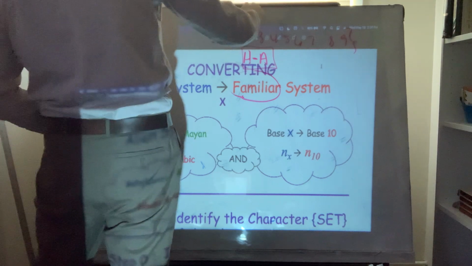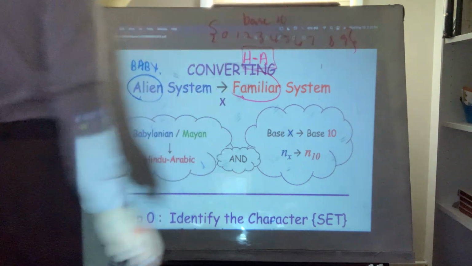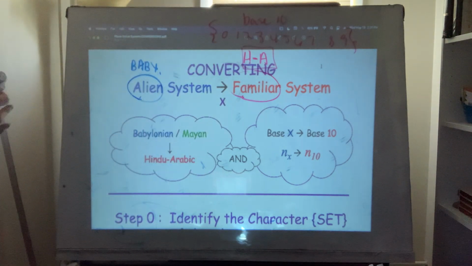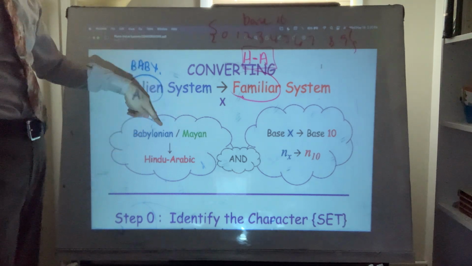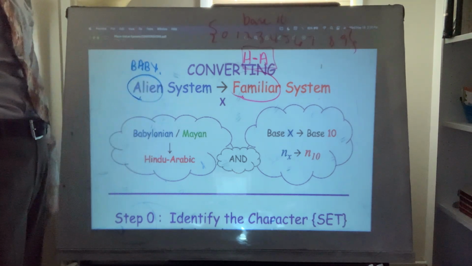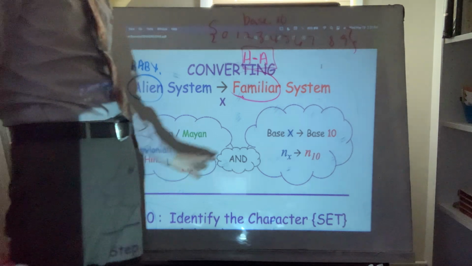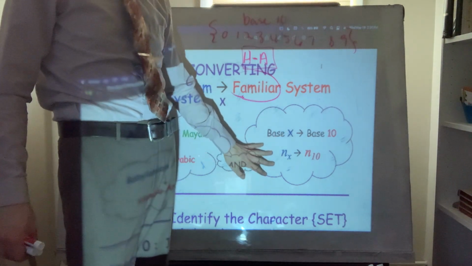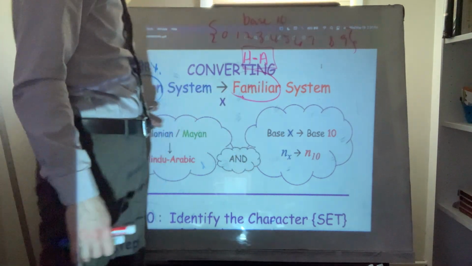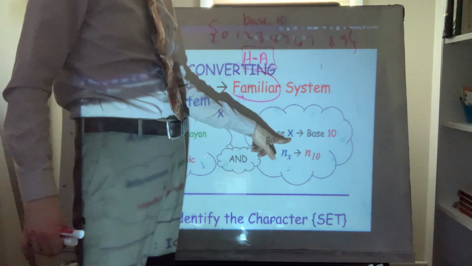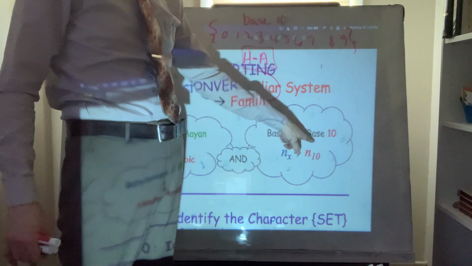Base 10. All right? So here's the idea. If you're converting from something alien to Hindu-Arabic, or when we get into section 4.3, it doesn't have to be Babylonian or Mayan. It could be anything that's a weird base to base 10.